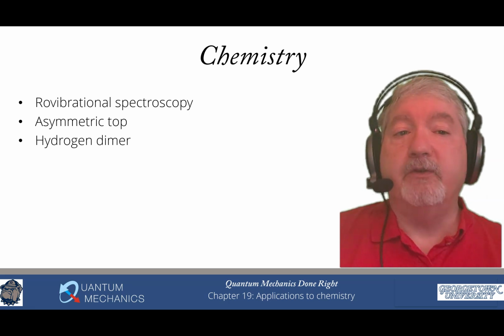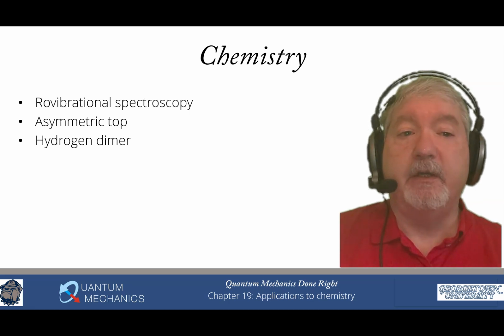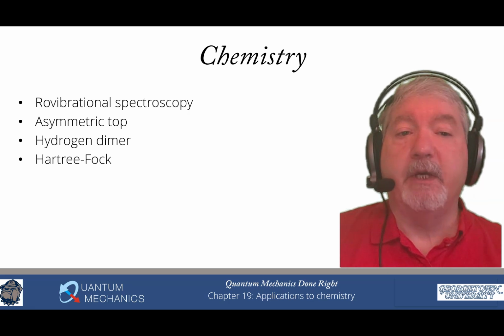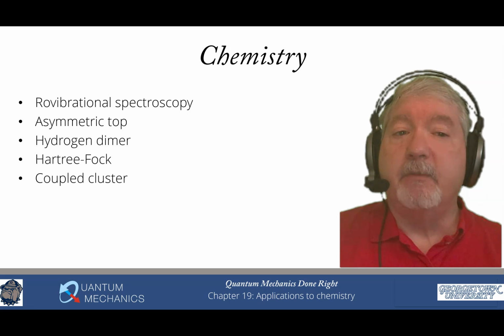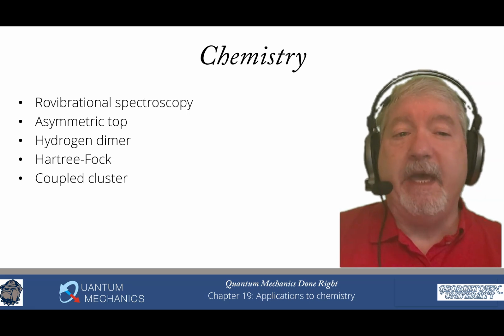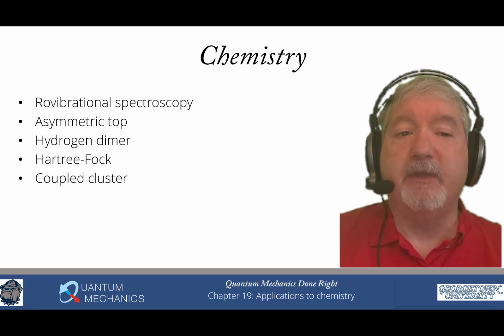Then we talk about the hydrogen dimer. This is, again, the simplest molecule that you can have. We talk about it in a Hartree-Fock perspective. And then we talk about Hartree-Fock in general for more complicated molecules and how that would work. And then we do something that is, again, rare to find in quantum mechanics textbooks. We talk about the coupled cluster approximation. This is one of the absolute coolest ways of doing quantum mechanics that is out there.